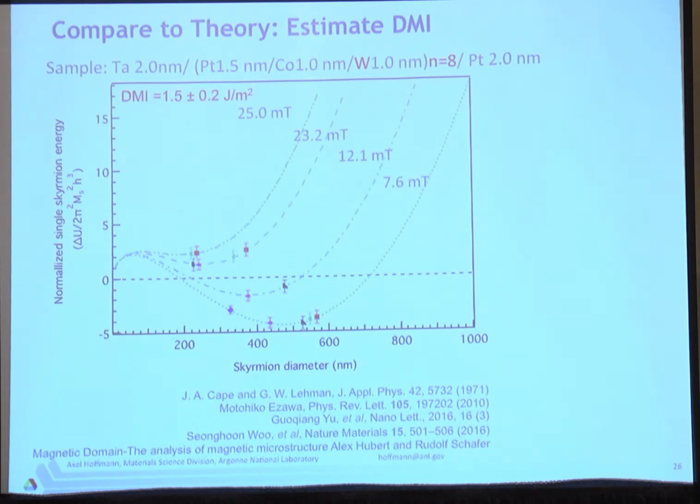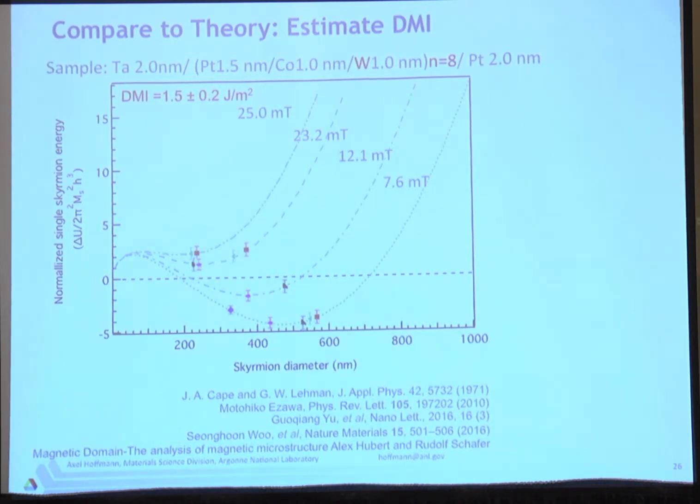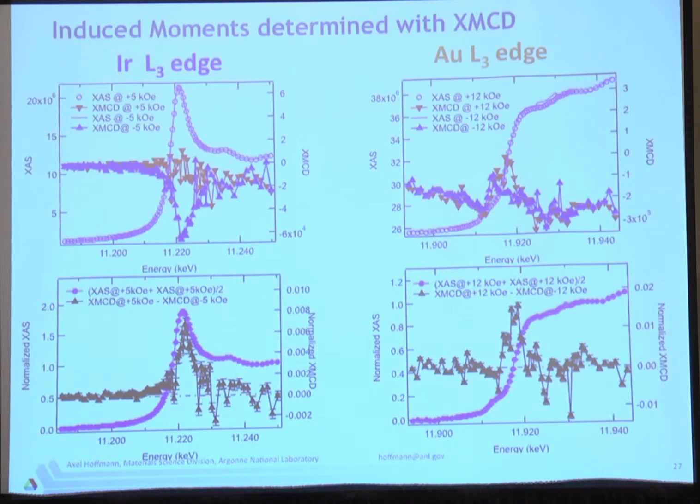Nevertheless, you can now make a good educated guess of what the DMI should be. And here, in Axel's case, you get a DMI of about 1.5, which is a little smaller than what you get, let's say, with platinum cobalt iridium. So tungsten is probably not the best possible material to use. Interestingly, the largest value we get is actually by using gold, where you get a DMI of 1.6.